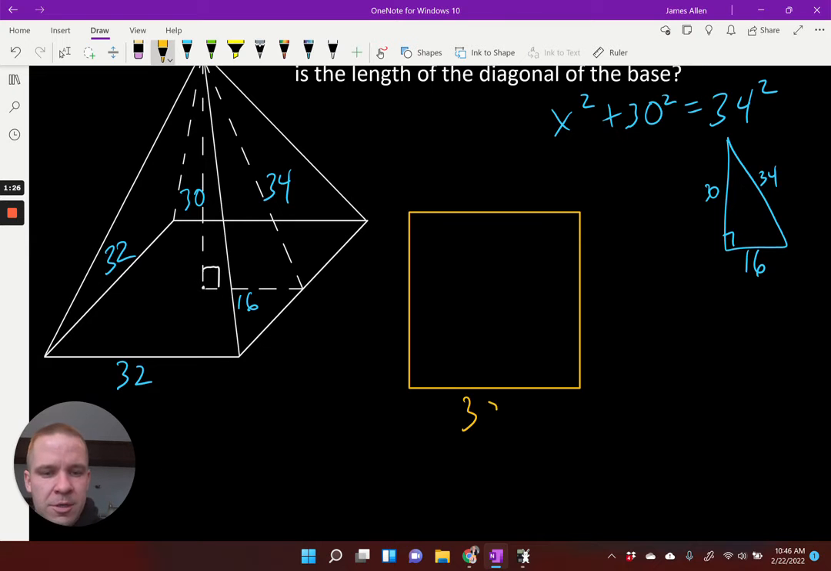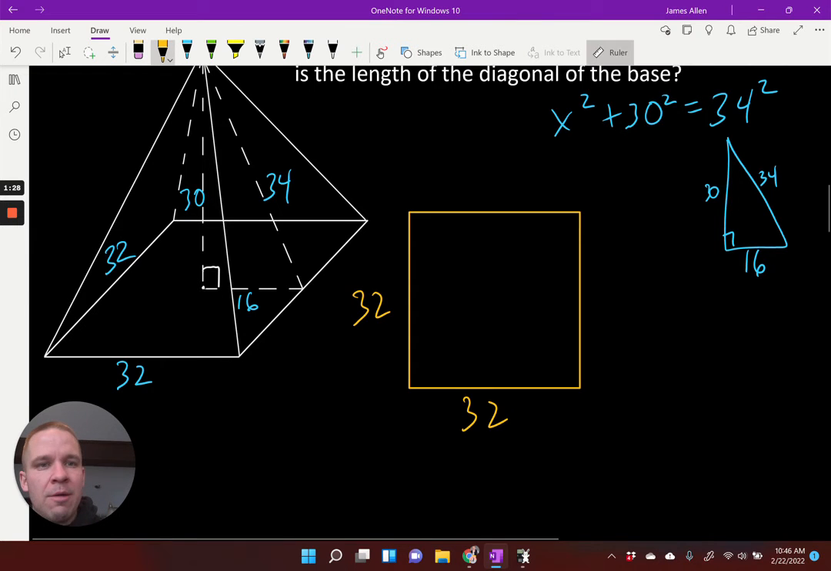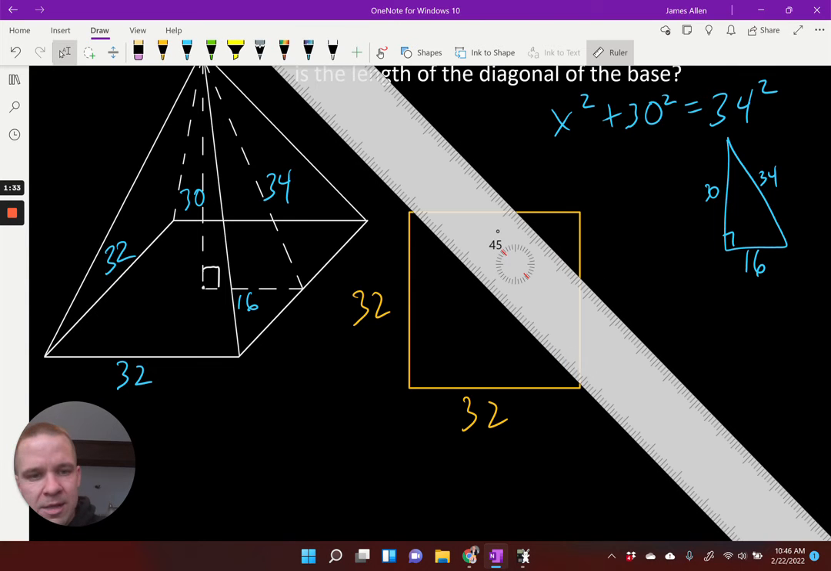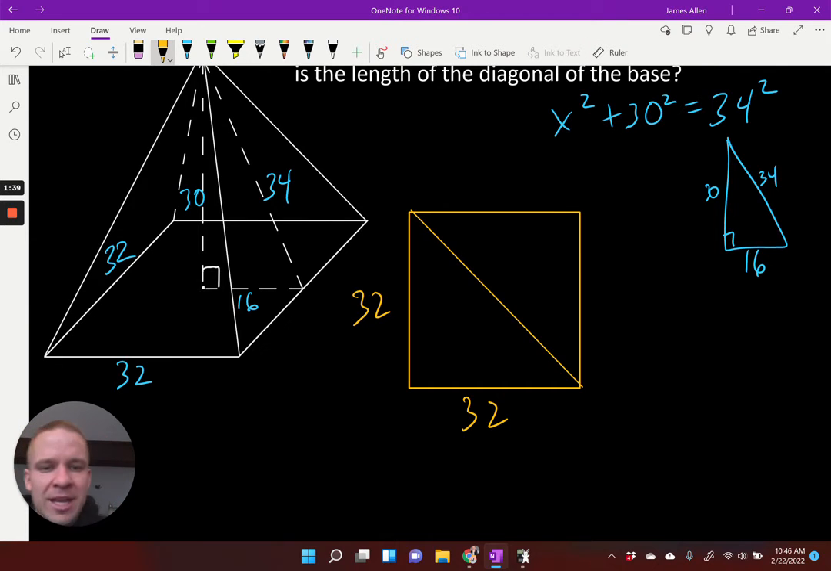Now I've got 32 and I've got 32, and I want to find the diagonal of the base. So my diagonal just goes from end to end there, corner to corner. That's the length that I want to find, and I'll call that y since I've already used x in this problem. That corresponds to that guy right there. Those are one and the same. I've just flattened it out. 2D is a little bit easier to work with. So with our 3D figures, we're taking a lot of two-dimensional shapes out. We took that blue triangle out, and now we got this yellow square.